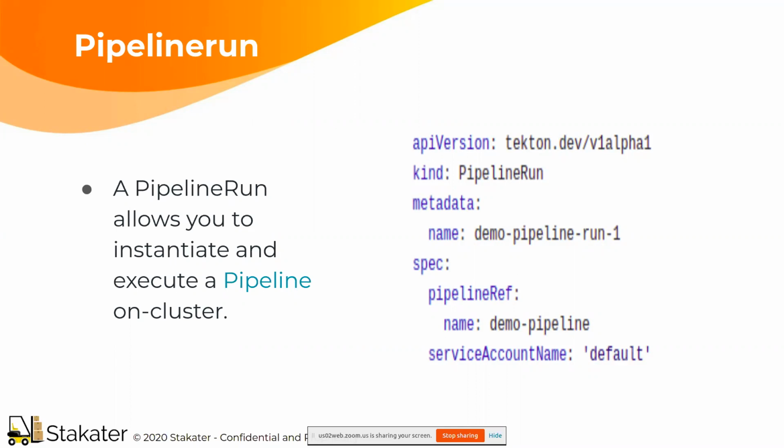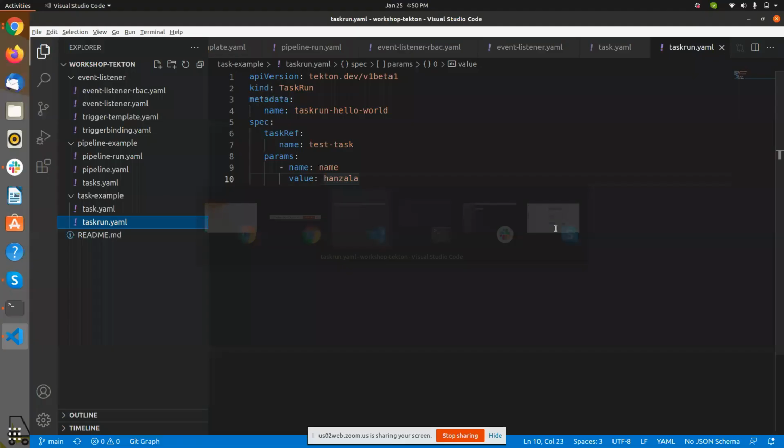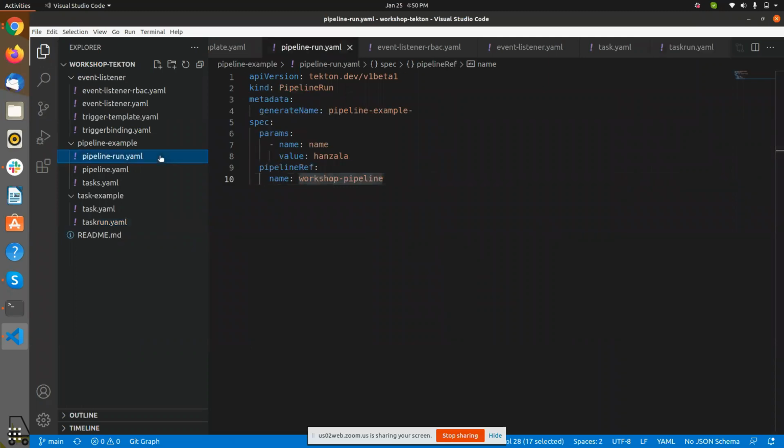We can also omit that field. So in the PipelineRun, we are specifying which pipeline we need to run. A pipeline runs a series of steps in a defined order based on inputs and outputs, and the execution of a pipeline is called a PipelineRun. We can define the sequence of execution with from and runAfter. And then we can also specify timeout, retries, and spec templates. I will show you an example of a pipeline as well. And as I said, this has all been pushed to the GitHub repository that we have shared in the Slack channel.